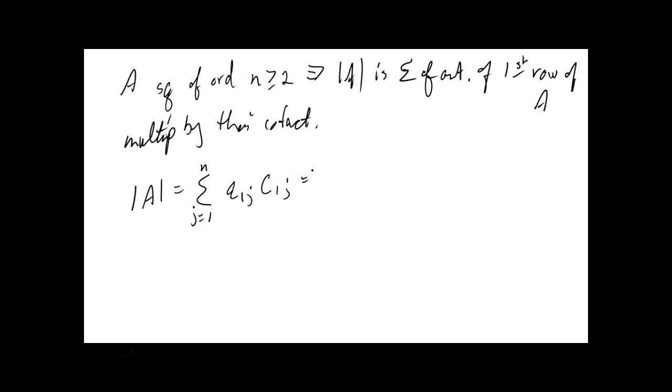Now, what that turns out being is a11 c11 plus a12 c12 plus a13 c13 plus dot dot dot plus a1n c1n. Okay. Now, does that work for a 2 by 2 matrix? As we said, n could be equal to 2.